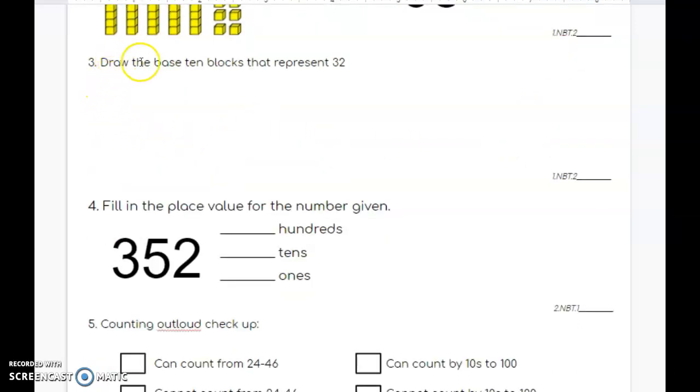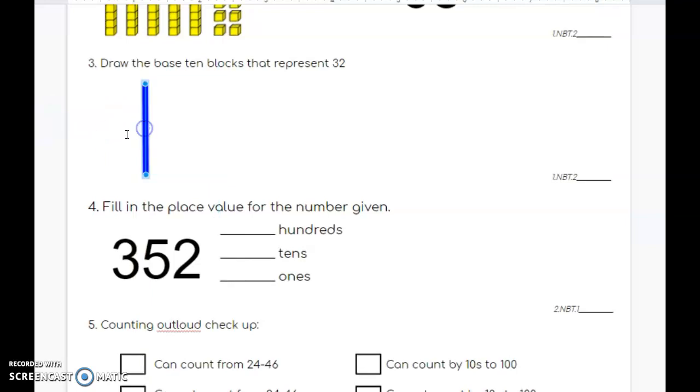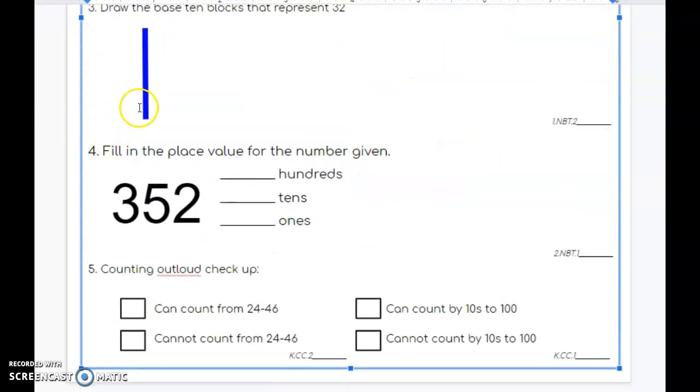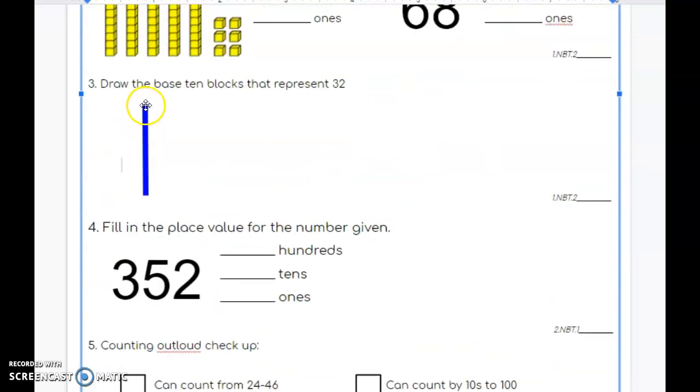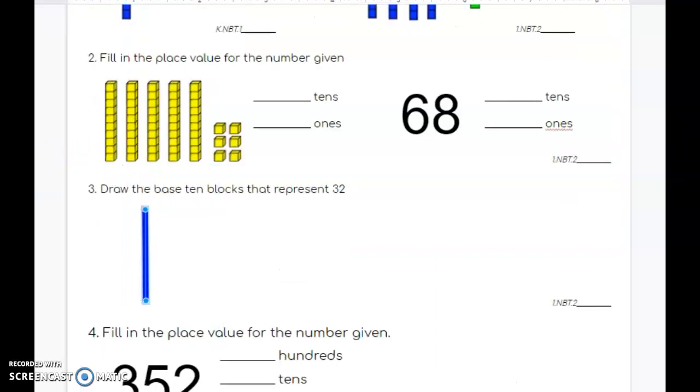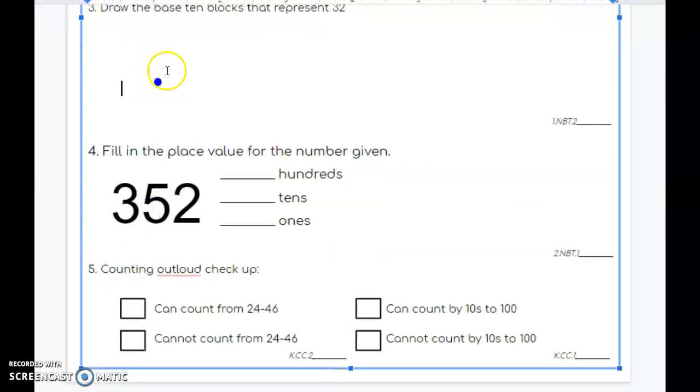For number 3, draw the base 10 blocks that represent 32. So I'm going to be drawing with my pencil. In order for you to show a long, I need a line like this. Whoops. A straight line like that. I am not drawing a rectangle. I'm drawing a straight line down with my pencil. And to show your cubes, I need a dot like that. You're going to take your pencil and color in a dot for one cube.